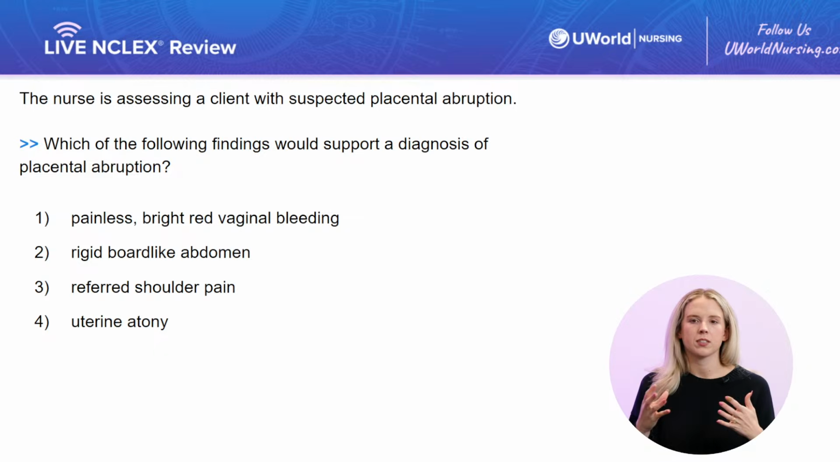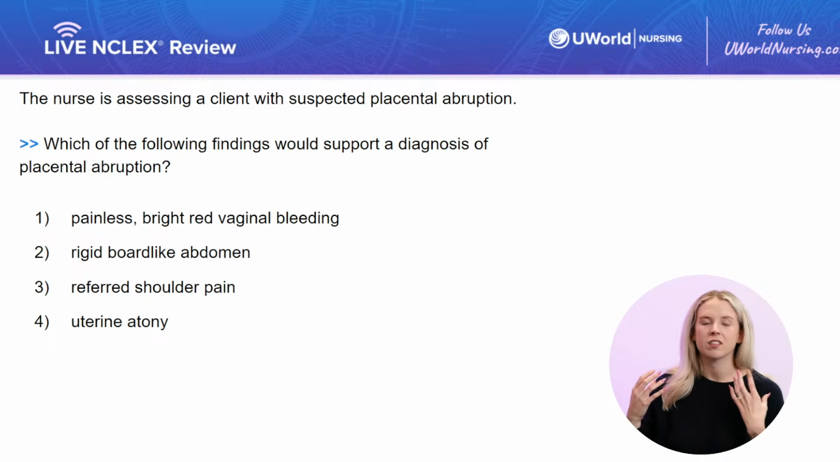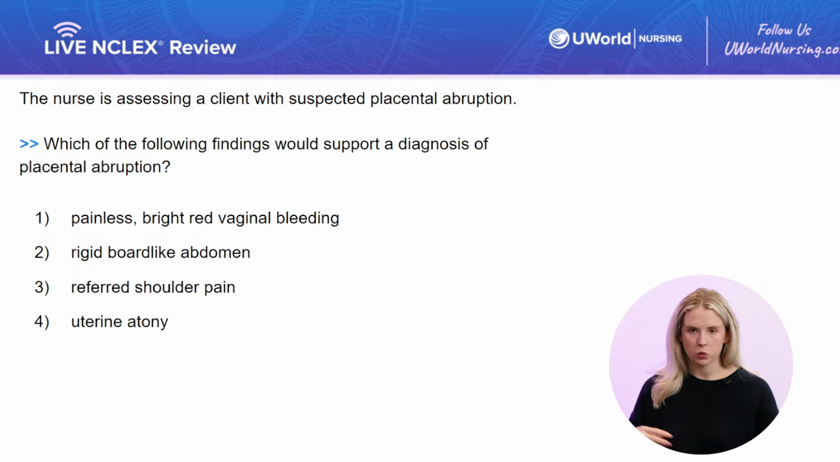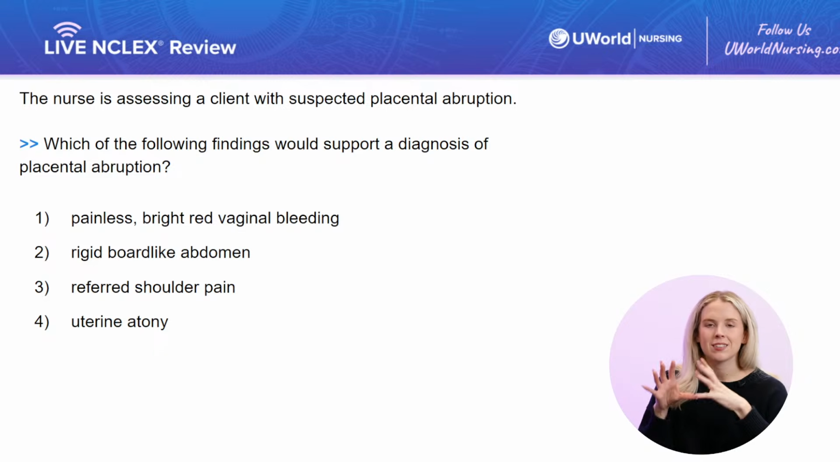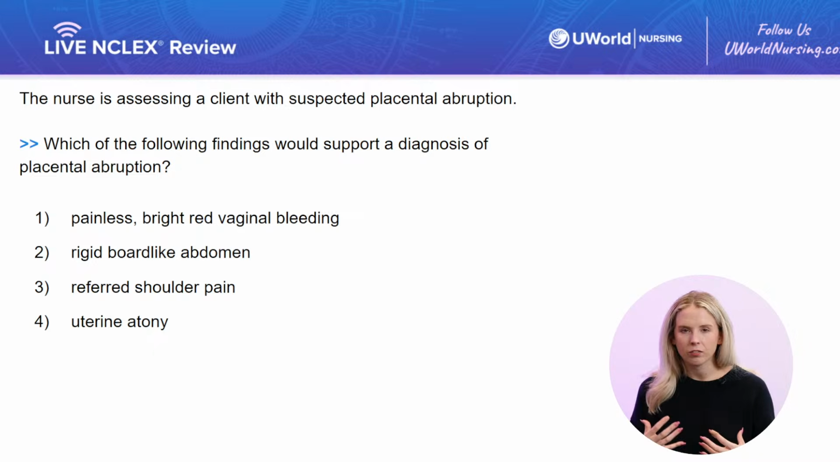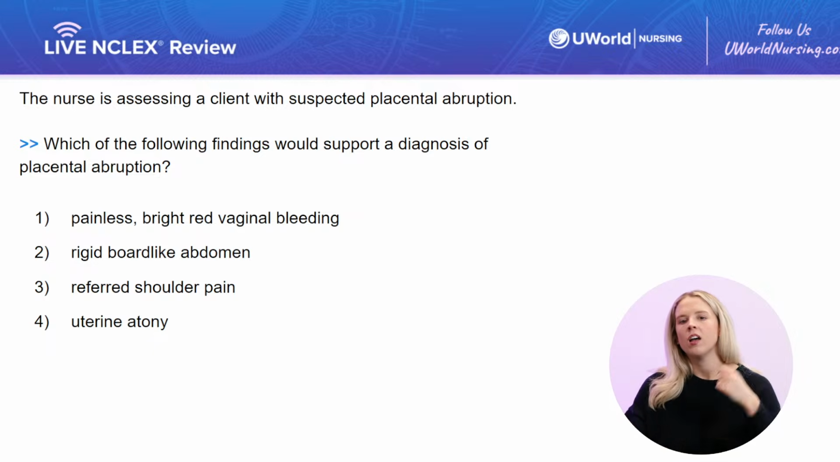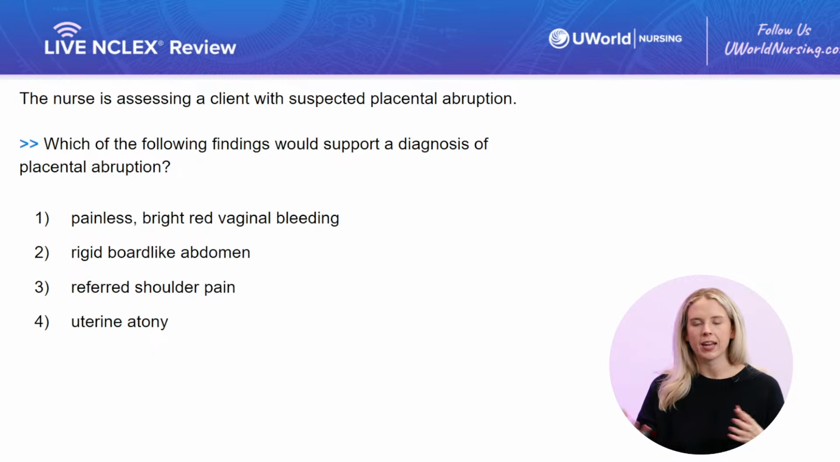So remember, placental abruption is the separation of the placenta from that uterine wall. Symptoms will vary depending on the severity of the abruption. It can be partial or it can be complete. In option 1, you will often see vaginal bleeding with placental abruption. That is not rare. Typically, it's not painless. Placental abruption is very painful. Again, that rigid board-like abdomen is uncomfortable, it's tense, it's painful. Other symptoms include uterine tenderness, abdominal pain. We're going to see pain rather than painless bleeding. So even though the bleeding is correct, the painless is incorrect.